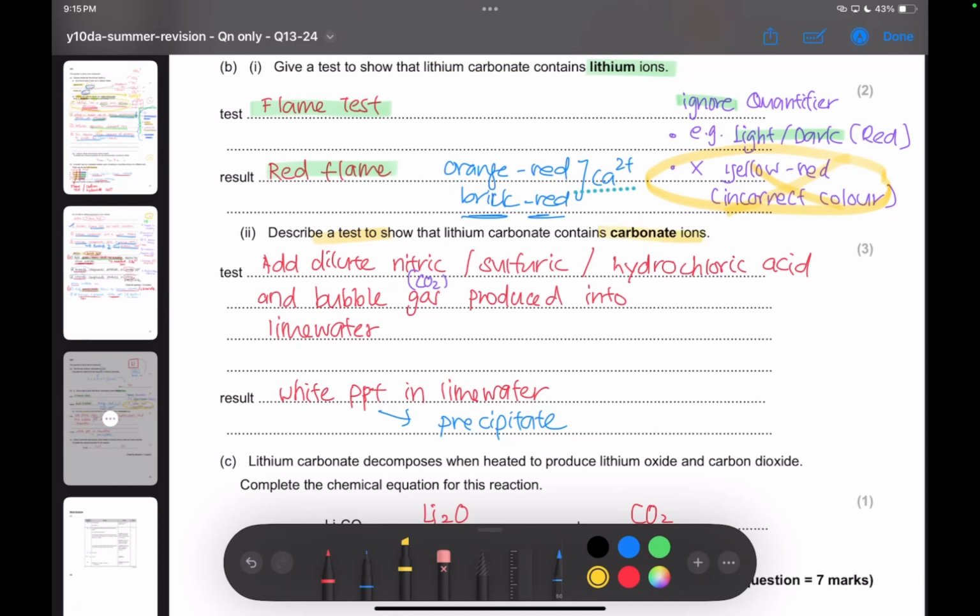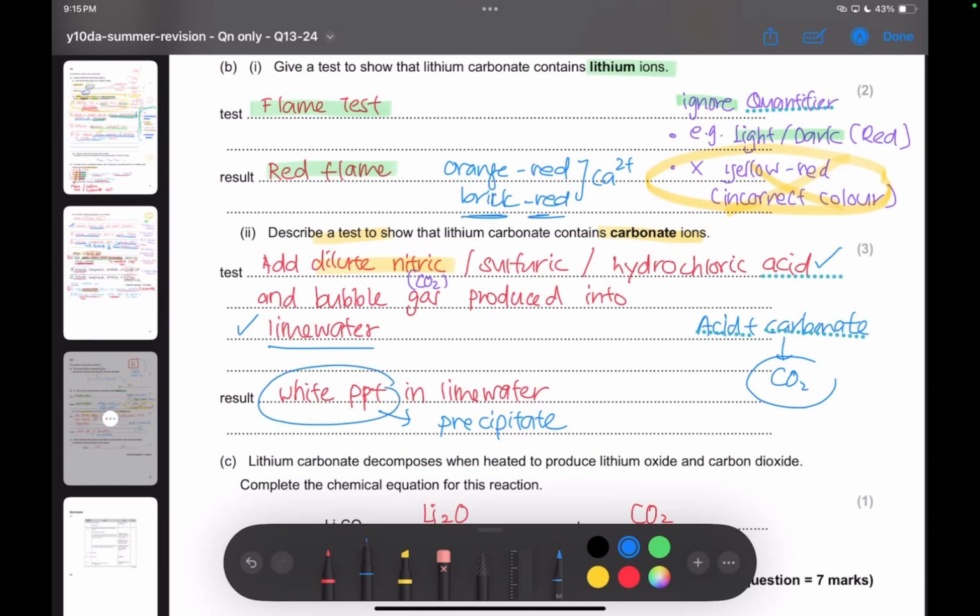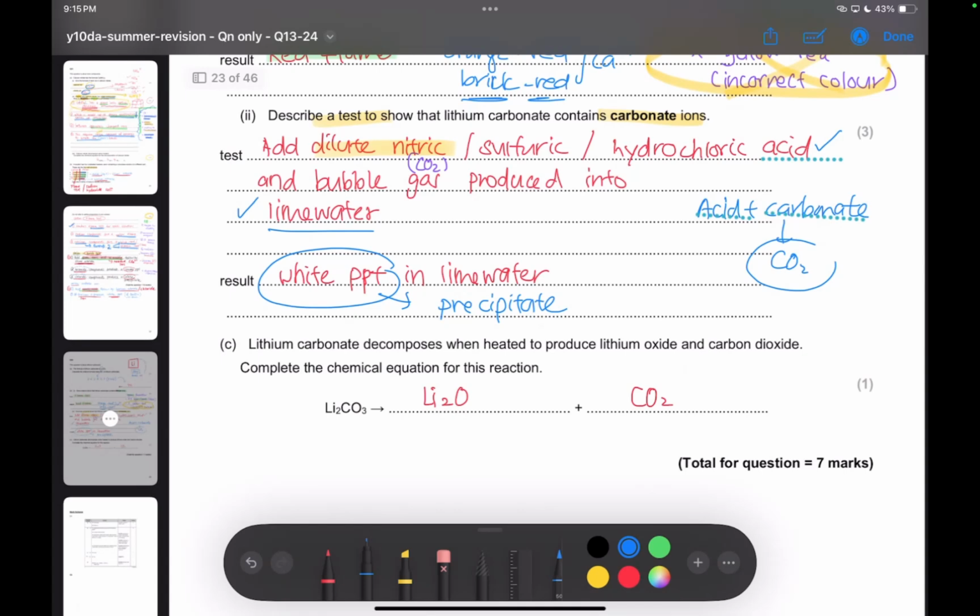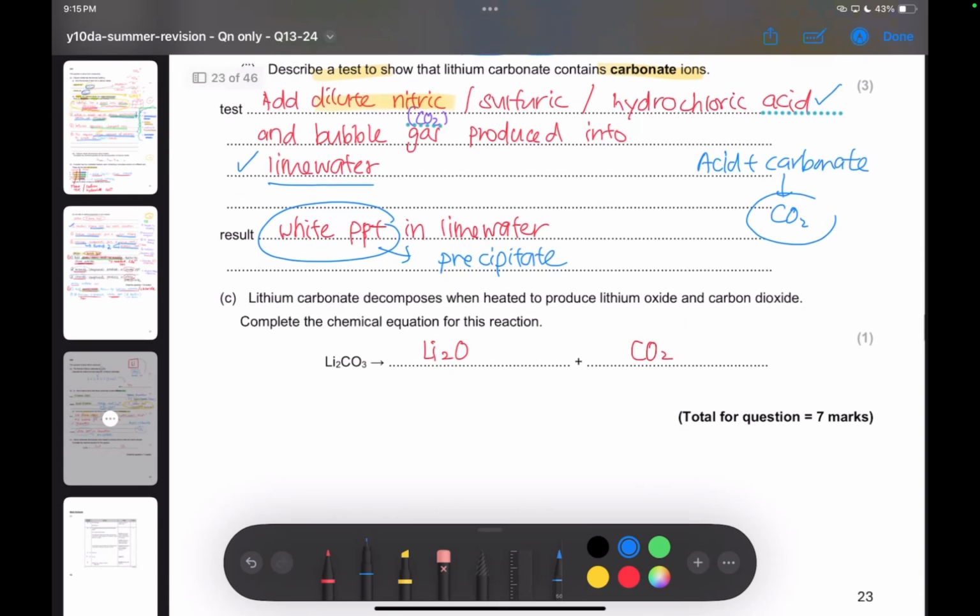Right, moving on to the next question, we are looking at an anion, the carbonate ion. To bring out the carbonate ion, we want to add acid. Why is that so? Because acid plus carbonate will always result in carbon dioxide gas, and we can easily test carbon dioxide gas using lime water. So the first step, adding acid, and then using lime water, is 2 marks out of 3. Finally, what is the observation? You get a white precipitate in lime water, or the lime water turns milky or cloudy, and you get your 3rd mark.